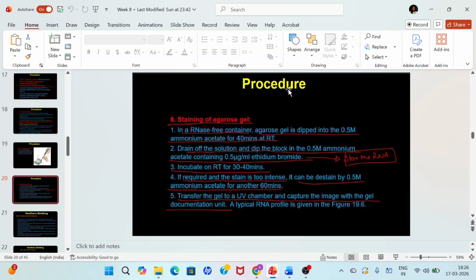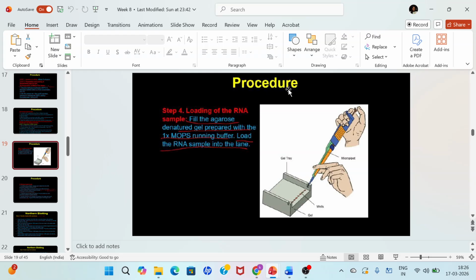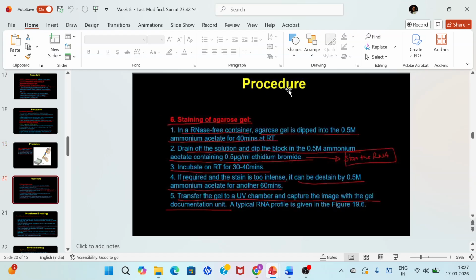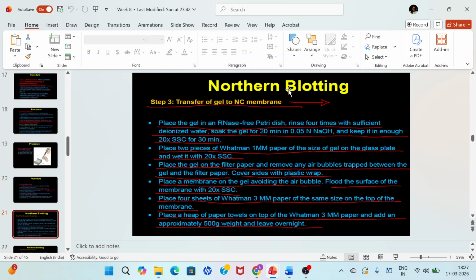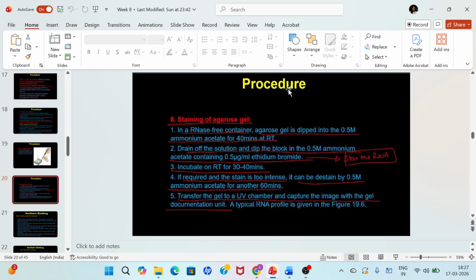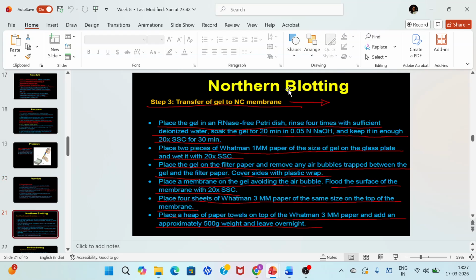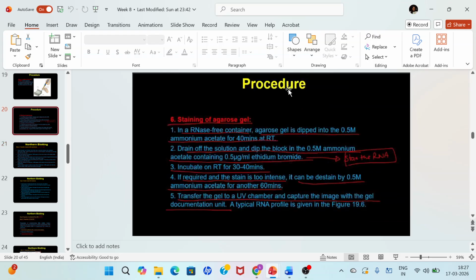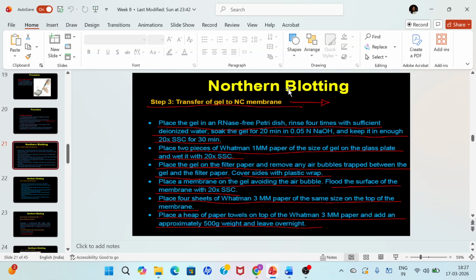Next will be the staining of the agarose gel. Loading of the RNA sample, then the staining of the agarose gel. Sorry, we missed some step here. The agarose gel has been stained here, then after it should be transferred to the NC membrane.